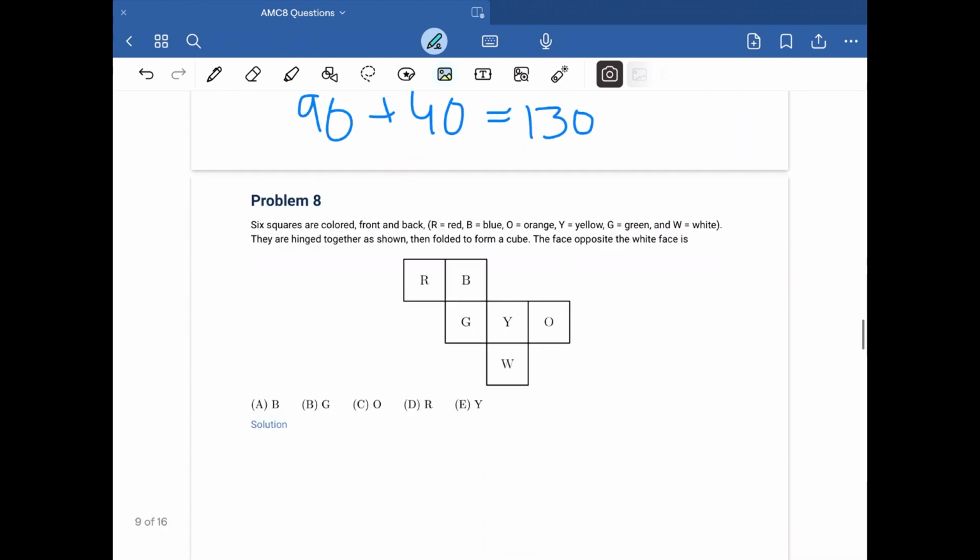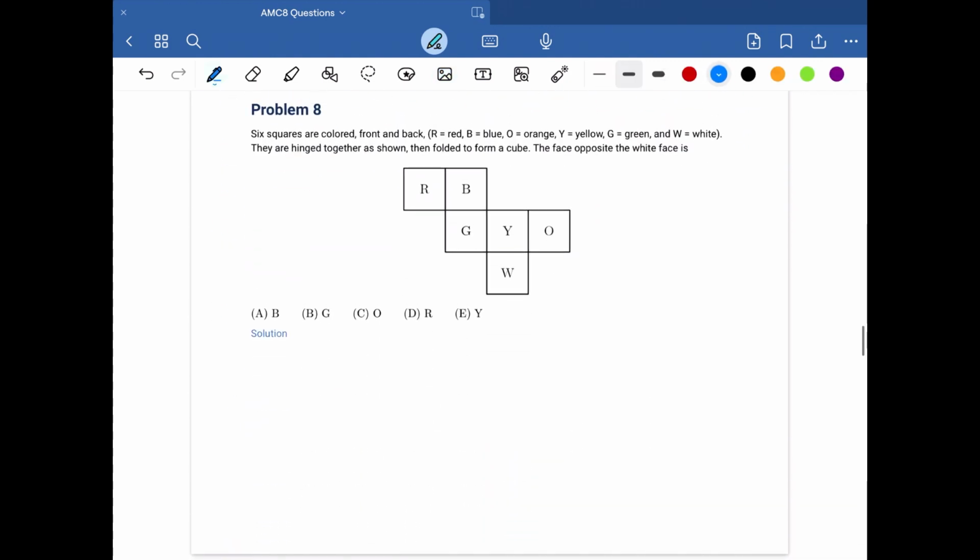Let's move on. The next is problem 8. It says 6 squares that are colored front and back. R equals red, B equals blue, O equals orange, Y equals yellow, G equals green, and W equals white. They're hinged together as shown, then folded to form a cube. The face opposite the white face is.